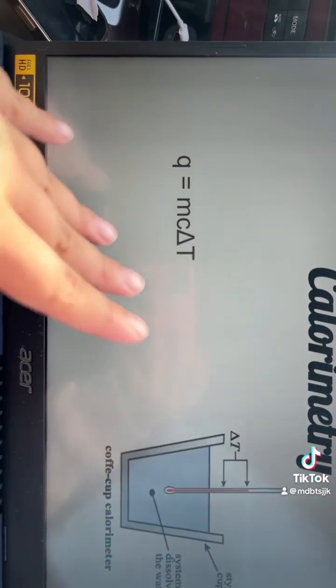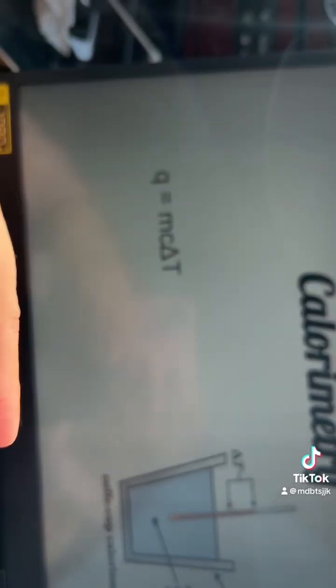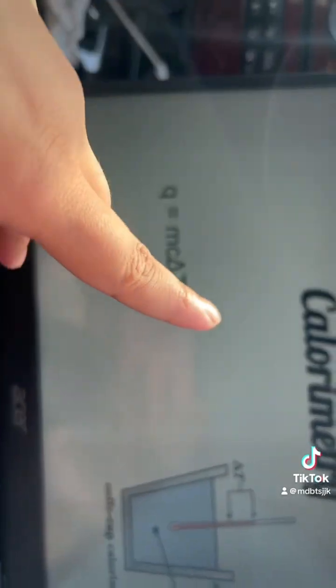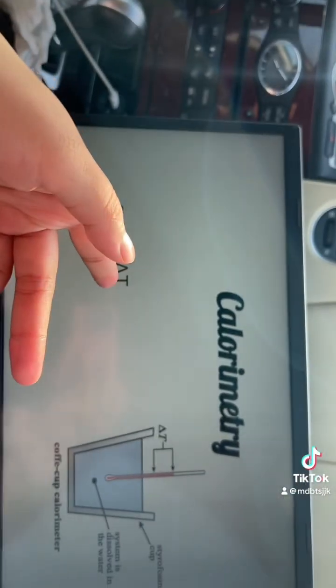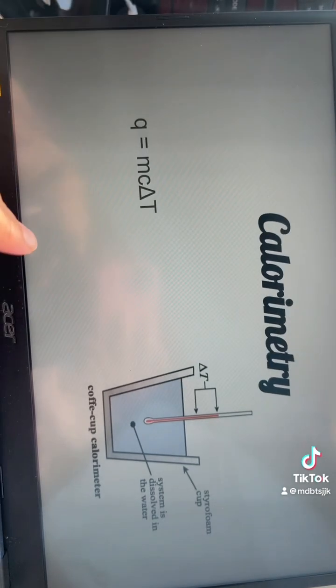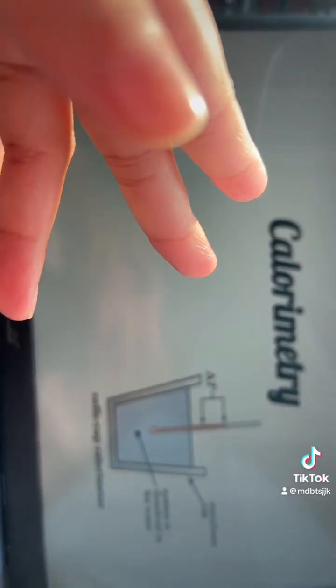So today we learned about kinetic versus potential energy, endothermic versus exothermic reactions, heating and cooling curves, phase change diagrams, and calorimetry. Next time you drink hot water or watch ice melt, remember thermochemistry is all around you.